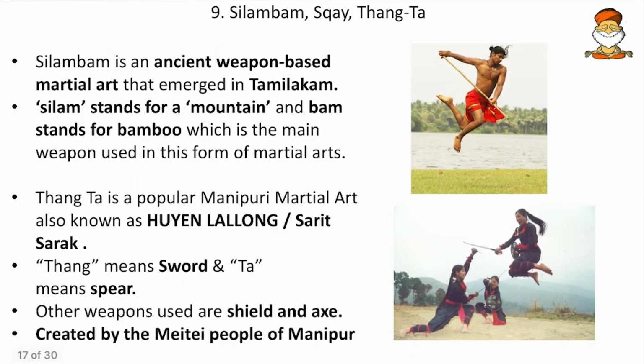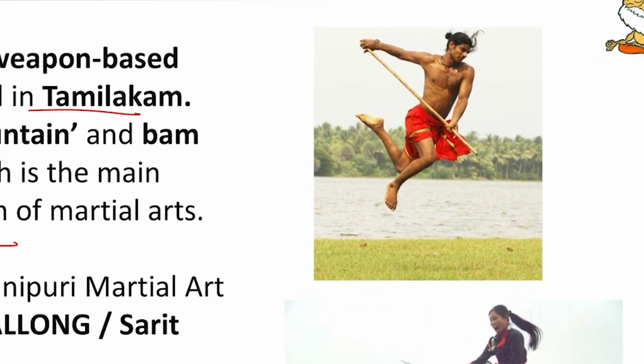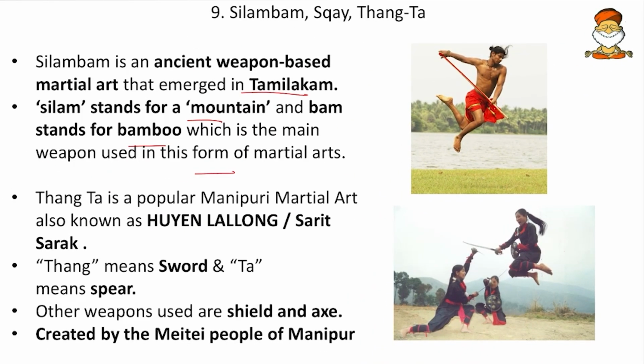And then come to the next, the Silambam. Silambam is an ancient weapon-based martial art that emerged in Tamilakam, or Tamil Nadu. Silam stands for mountain and bam stands for bamboo, which is the main weapon used in this martial art. So here we can see how Silambam is played. It is basically practice with the stick: how we move the stick, how we posture the stick. All this is itself a martial art. Then Thang is a popular Manipuri martial art, also known as Huyen Lalong or Sarit Sarak.